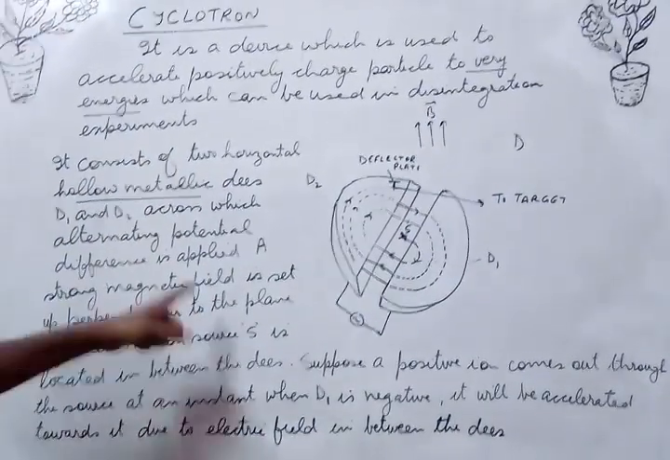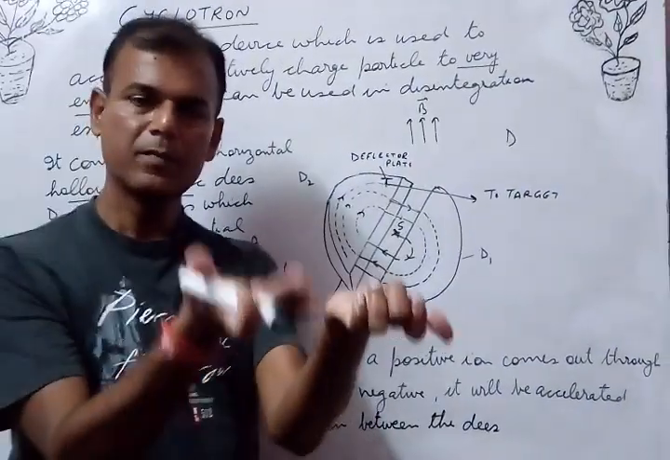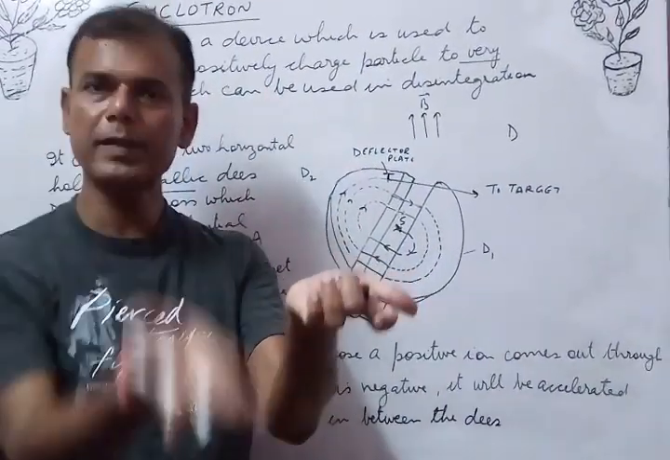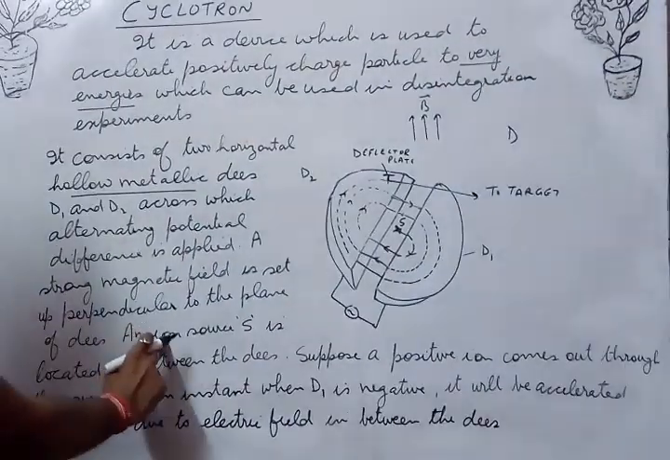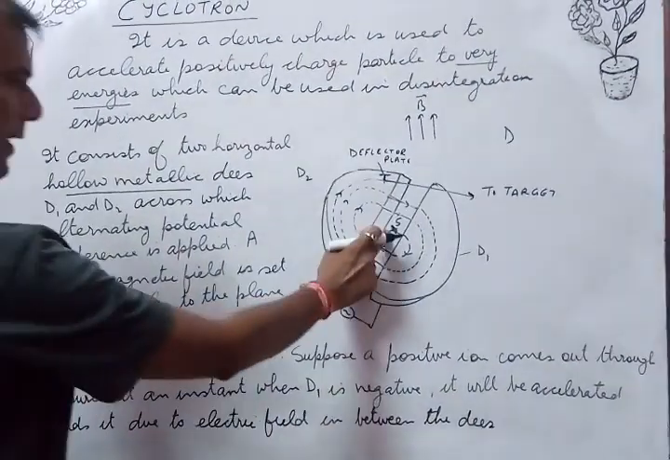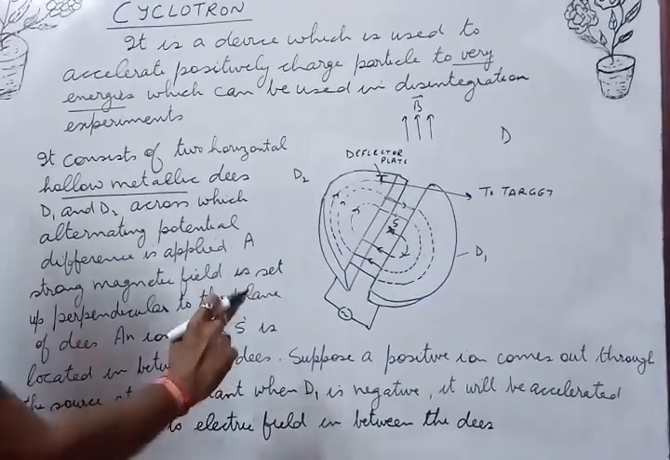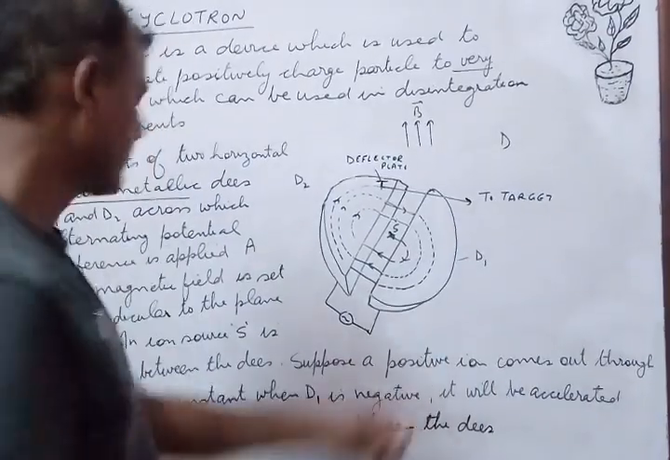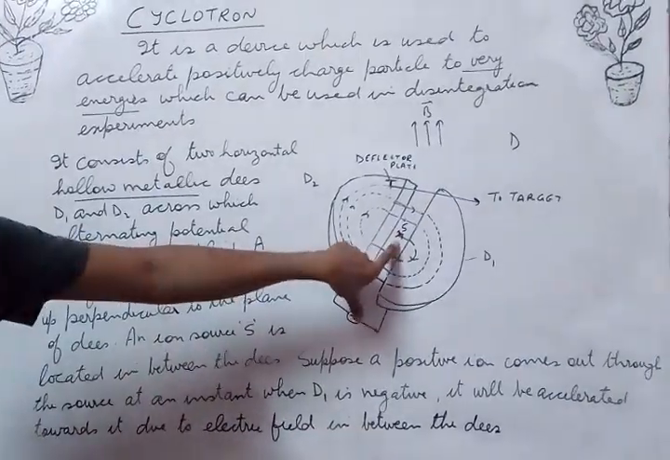A strong magnetic field is set up perpendicular to the plane of Ds. If these are two Ds, the magnetic field is set up perpendicular to the plane of the Ds. This I have shown here. An ion source S is located in between the Ds. This is the ion source which is producing ions.